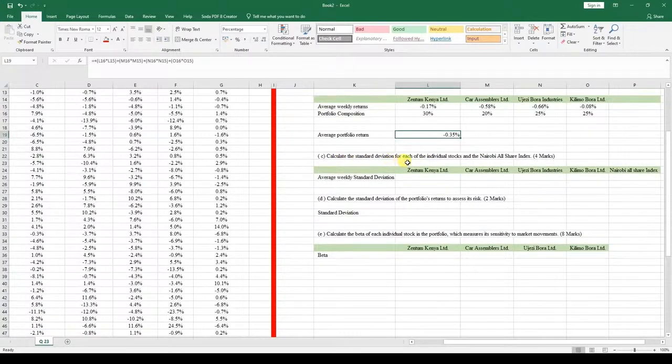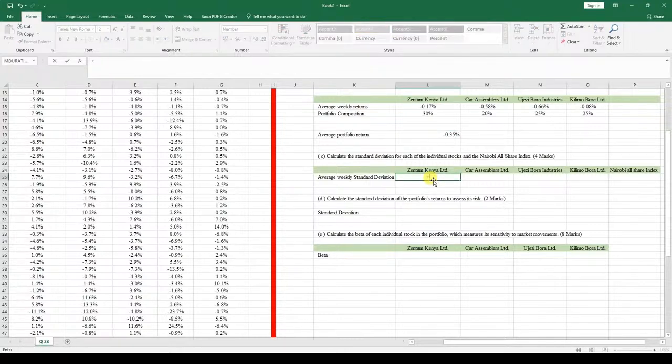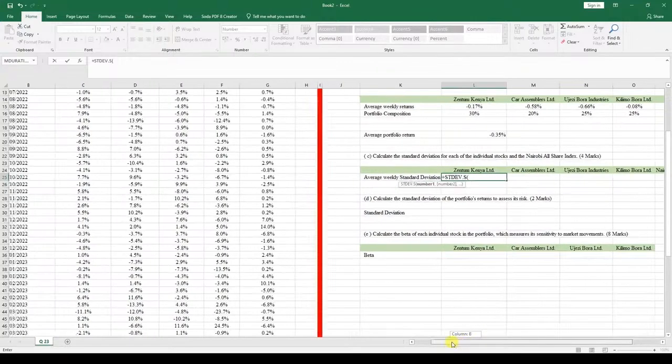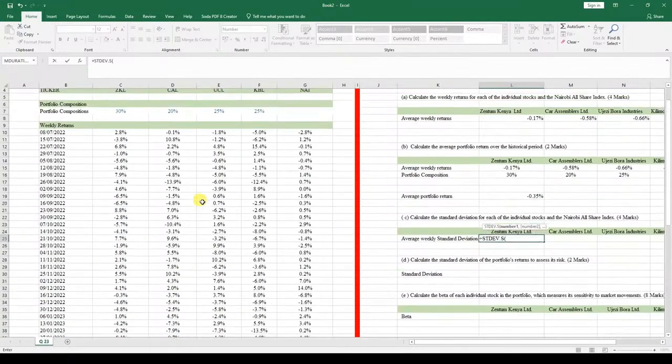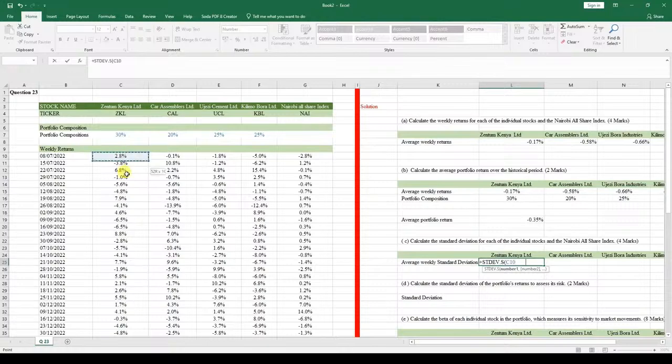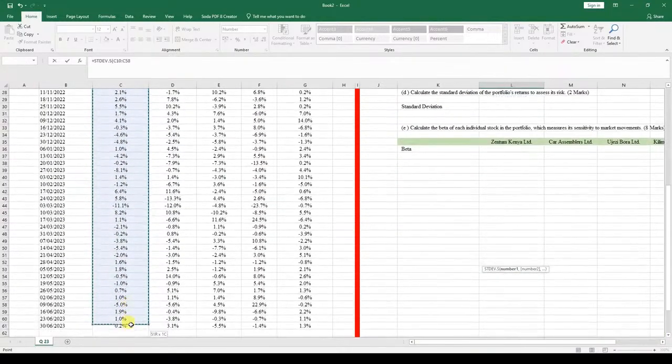Calculate the standard deviation for each of the individual stocks and the Nairobi All Share Index. That's 4 marks. So for the standard deviation, we pick STDEV, not STDEV.P, because we're not picking for the entire population. We want STDEV for the sample. So we double click that, and we pick the values here. We highlight this value for Z-Term, so we highlight it down like that, and it calculates for us the standard deviation for Z-Term.